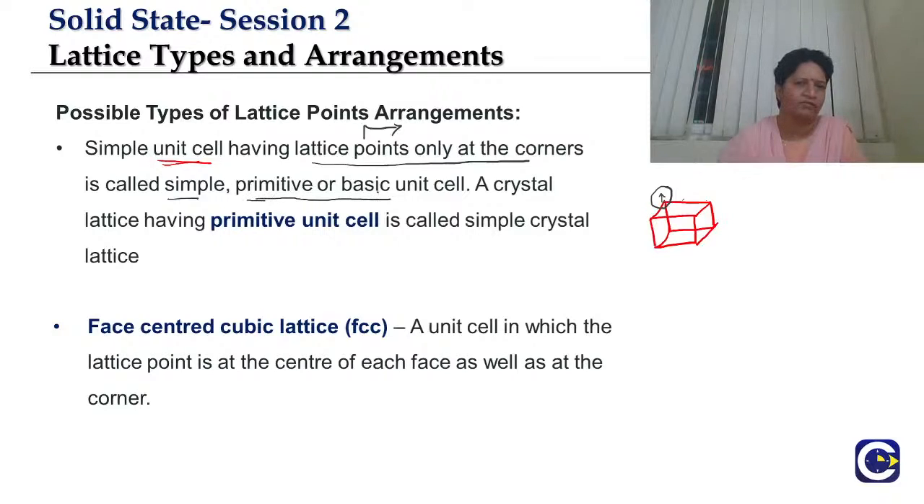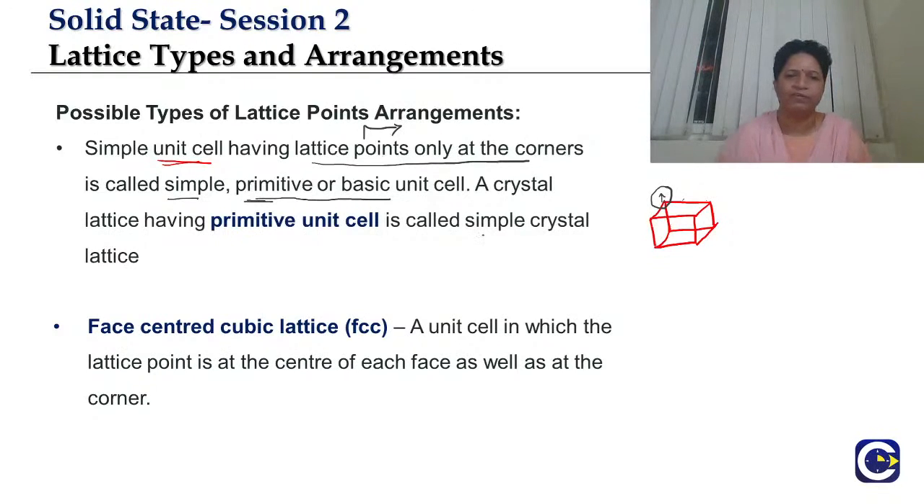every unit cell will have a lattice point at the corner. So we will have a lattice point. What is a lattice point? Anything. If it is an ionic compound, it will be ions. If it is a molecular solid, it will be molecules. If it is an atom, like carbon, graphite, or the diamond, you will have the lattice points like the carbon particles.